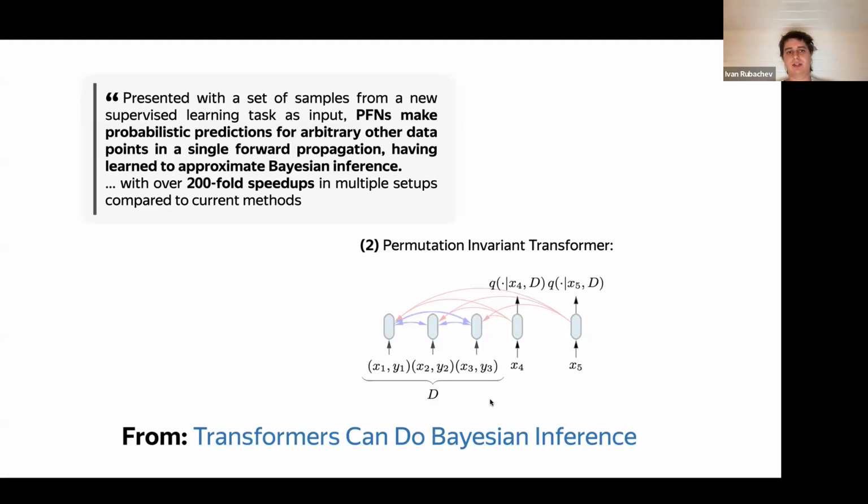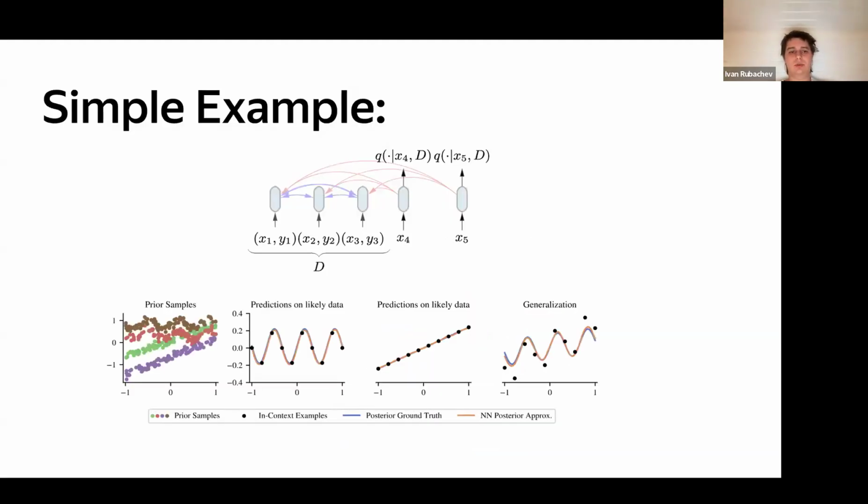So it resulted in huge speedups compared to existing state-of-the-art in Bayesian methods. Here is a simple example before we go to the tabular one. It's from another paper from the group that analyzes and talks about the properties of generic prior fitted networks.